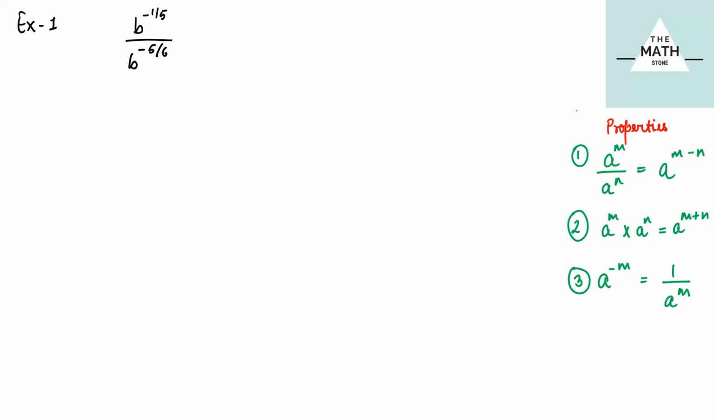So here I can apply the first property, the division property. So I'm going to apply that and we get, since the base is same, you can see the base is same. So I'm going to write b raised to negative 1 over 5 minus 5 over 6. So that becomes b raised to negative 1 over 5 plus 5 over 6. And you can simplify it. So then you'll get b raised to 19 over 30.